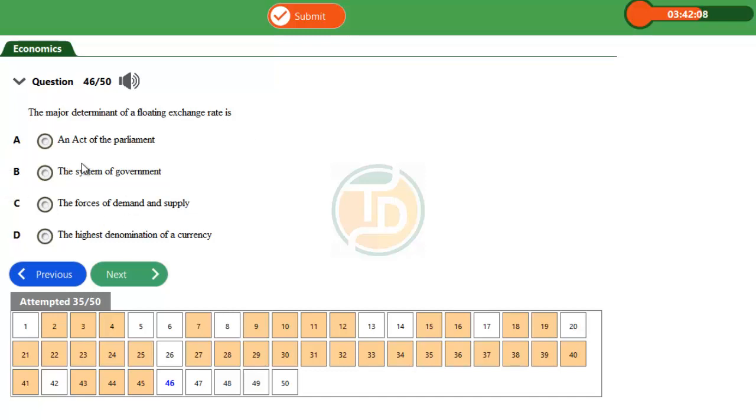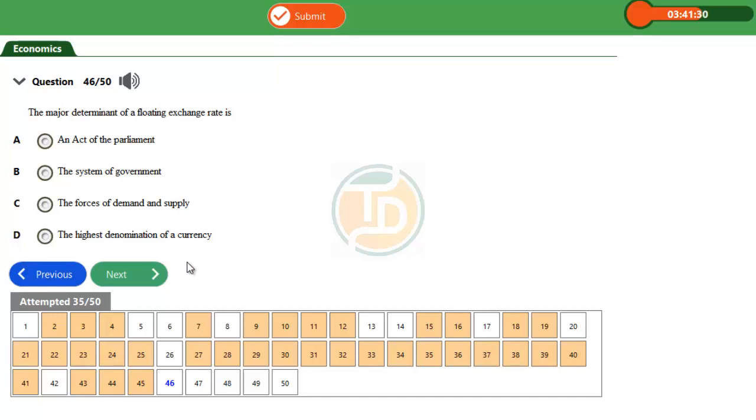Option A says an act of parliament. An act of parliament refers to law made by the legislatures of a country. All right. Option B, system of government. The system of government that is adopted in a country, whether parliamentary, whether federal, that's what we're talking about here. Option C, forces of demand and supply, which means the demand for currency and supply of a country's currency. And option D is talking about the highest denomination of a country's currency.